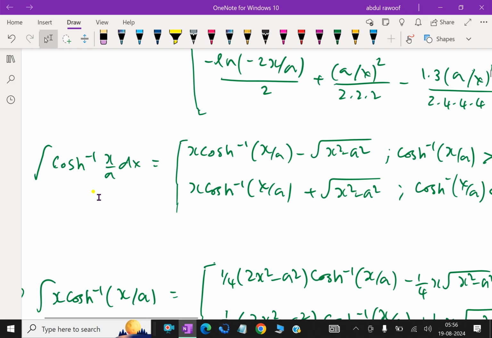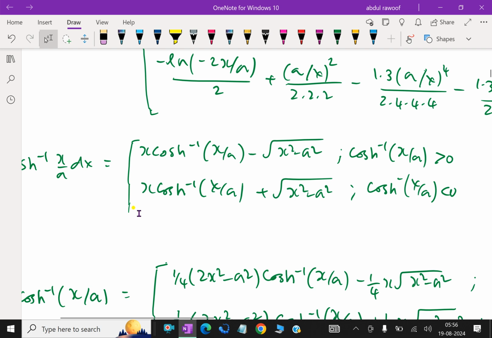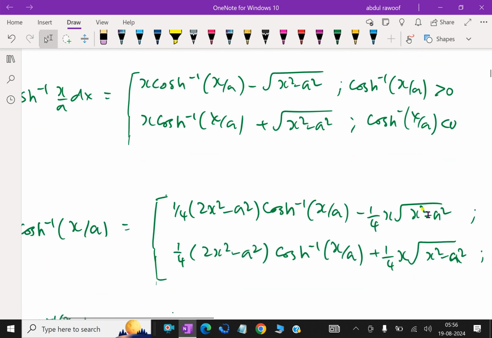Integral of cosh inverse (x/a) dx equals, here also two situations. First one: x cosh inverse (x/a) minus square root of x squared minus a squared, when cosh inverse (x/a) is greater than 0, that is positive. Next situation is x cosh inverse (x/a) plus square root of x squared minus a squared, when cosh inverse (x/a) is less than 0.